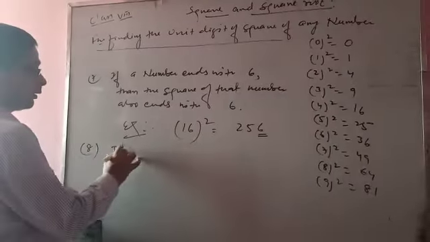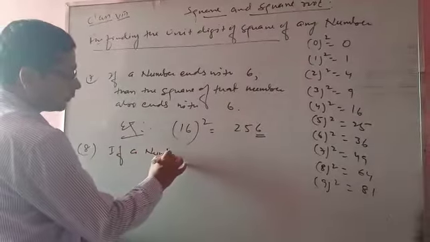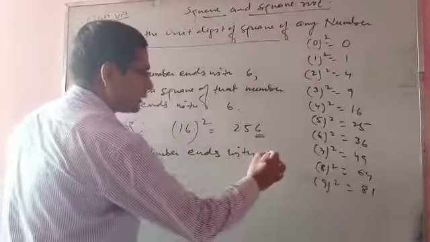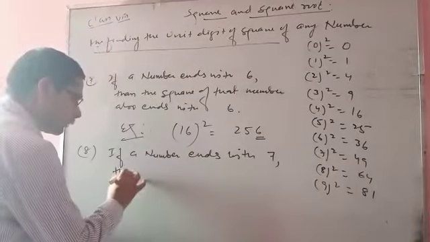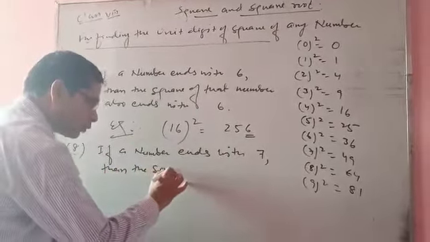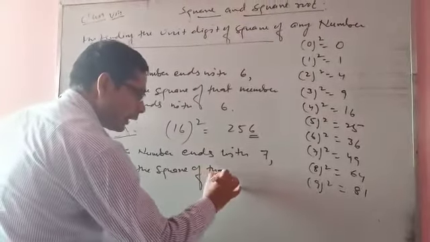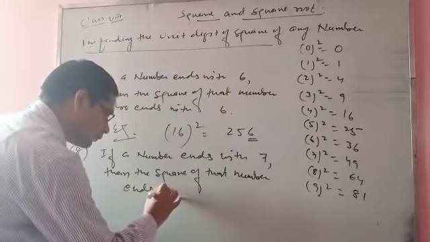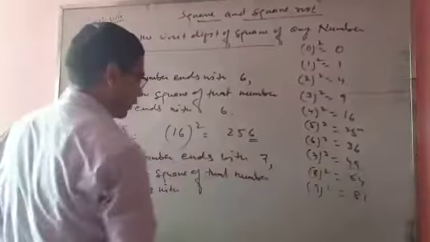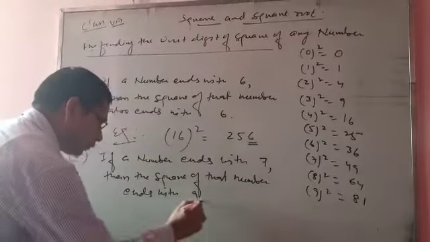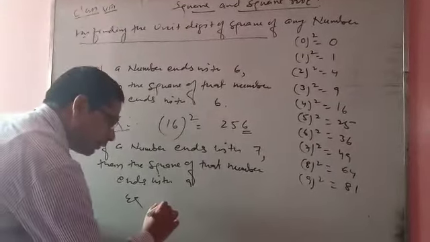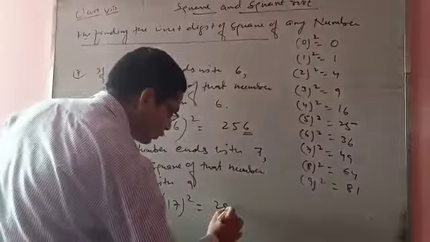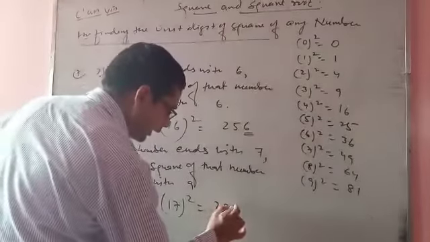Number 8, if a number ends with 7, then the square of that number ends with 9. 7 square is 49. For example, like 17, में 7 लास्ट कर रहा है, so its square is 289. So 289 ends with what? 9.